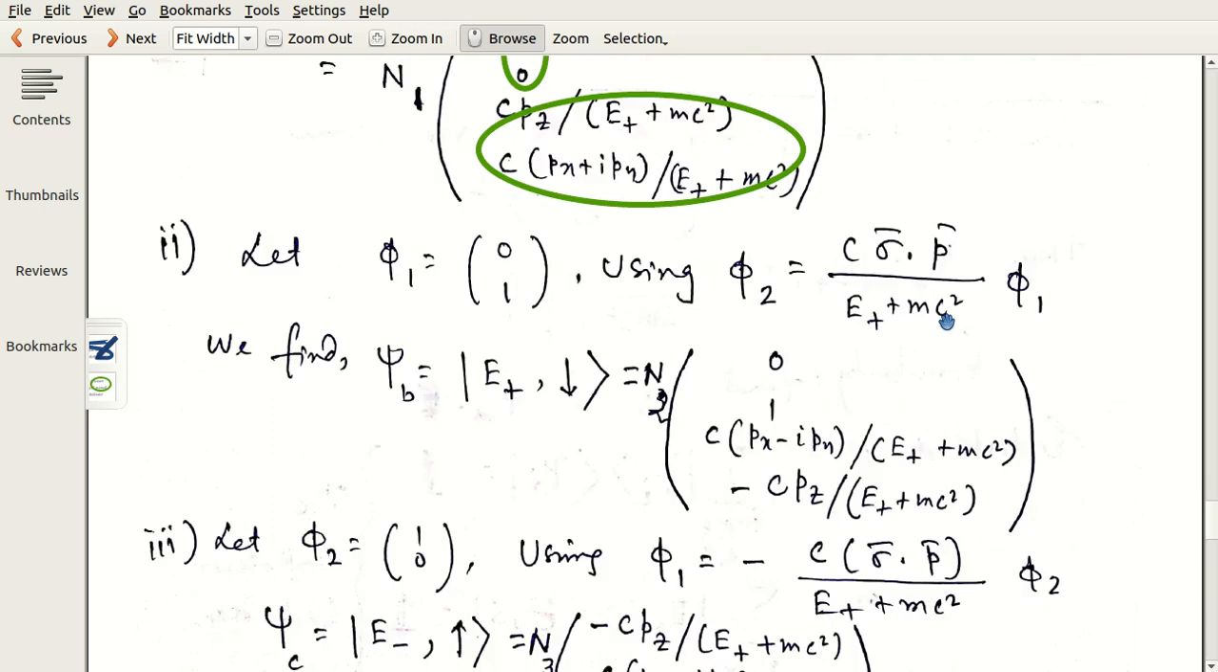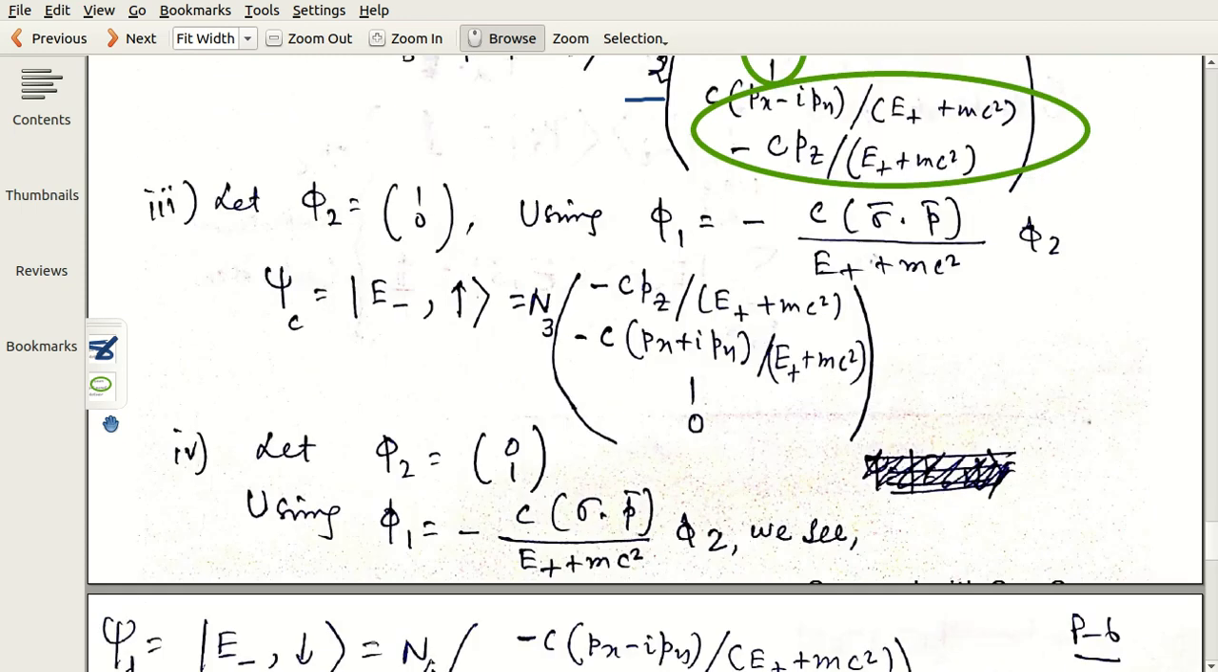Now you use positive energy but spin down, so phi 1 is (0, 1), and you now know how to calculate it. Use this equation for phi 2, and then the structure of phi 1. So this will come out with n2 as the normalization constant, and this one is your phi 1, and this comes out to be your phi 2. Now we obtained both the positive energy solutions. Now the negative energy solutions is E minus, as simple as that.